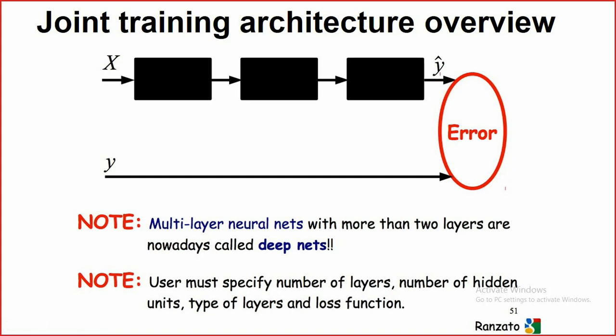So a multi-layer neural network with more than 2 layers is nowadays called a deep net. It's not a real definition for deep nets. This is the multi-layer perceptron definition, in fact. So as the engineer, you are responsible to specify the number of layers and number of neurons in each layer, and also the loss function for the last layer.